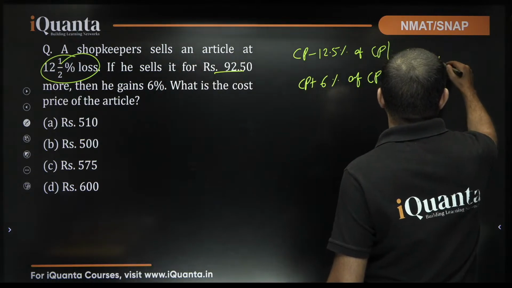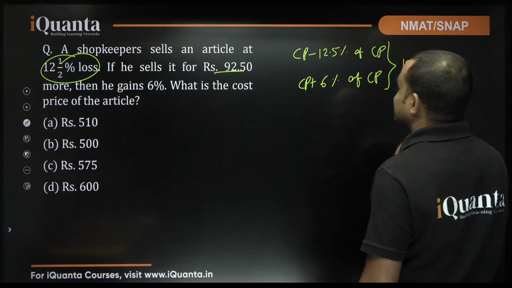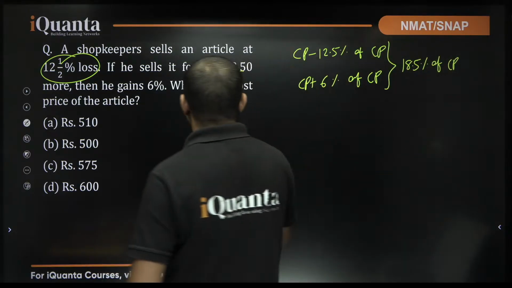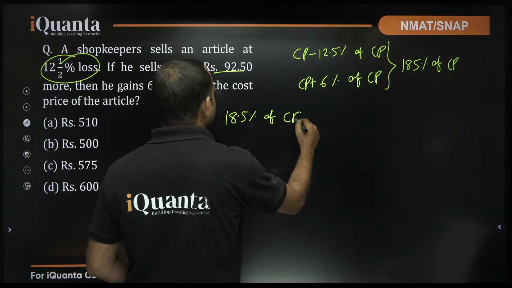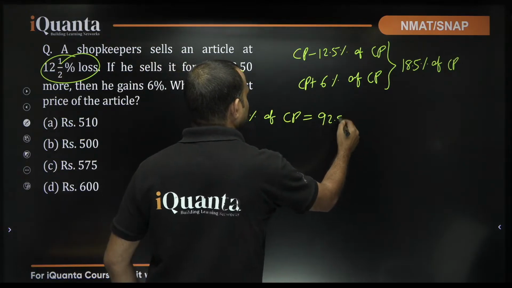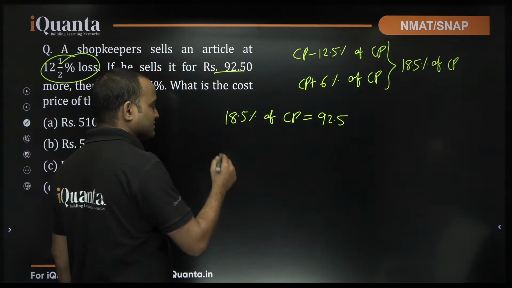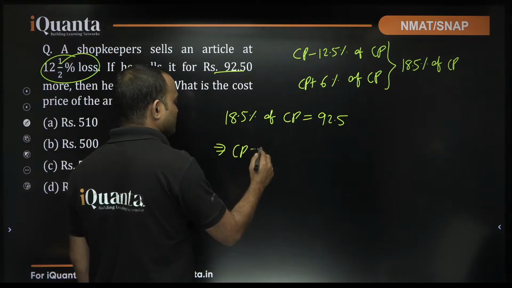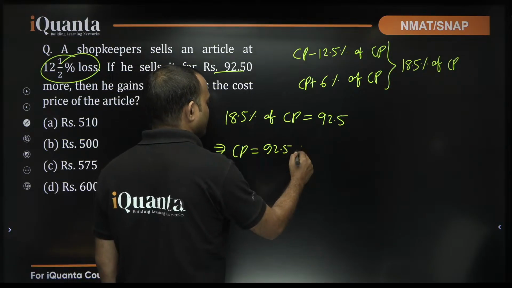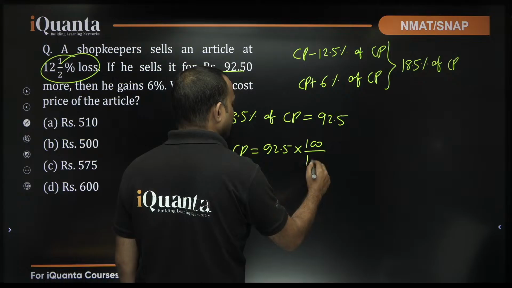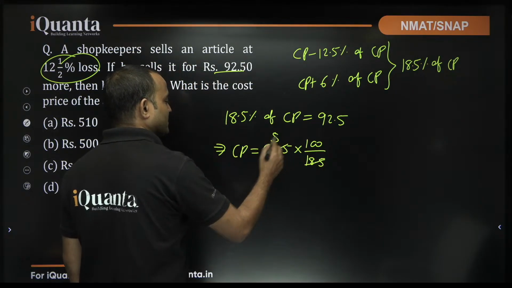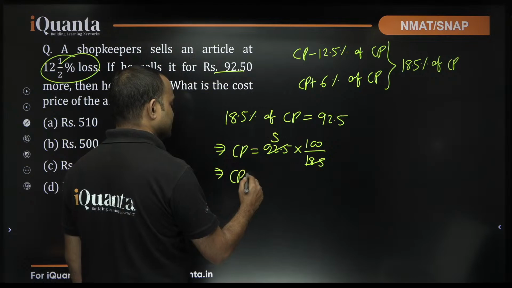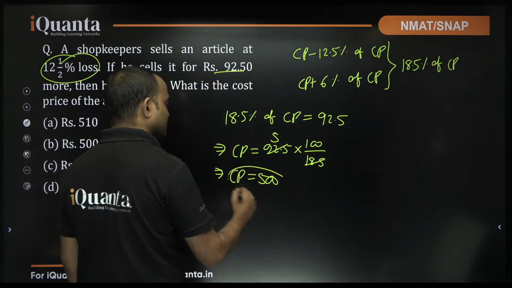18.5% of CP, and that brings the difference. What's the difference? 18.5% of CP is equal to 92.5. That's it. From there you can get CP is equal to 92.5 into 100 upon 18.5. So this is exactly 5 times. So we get CP is equal to 500.